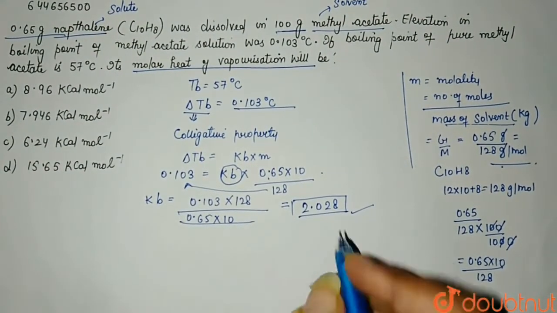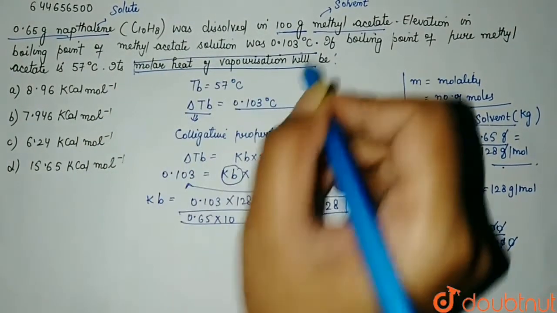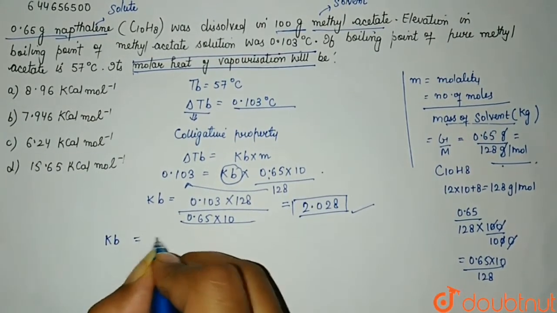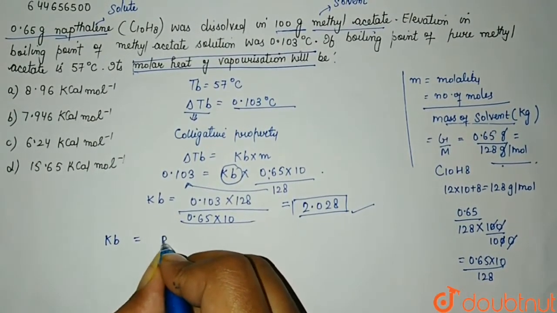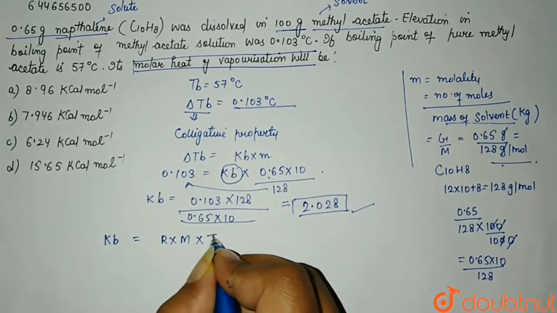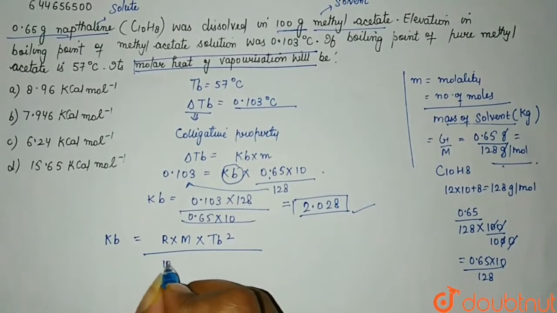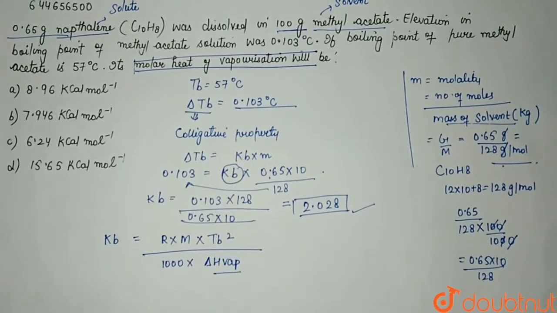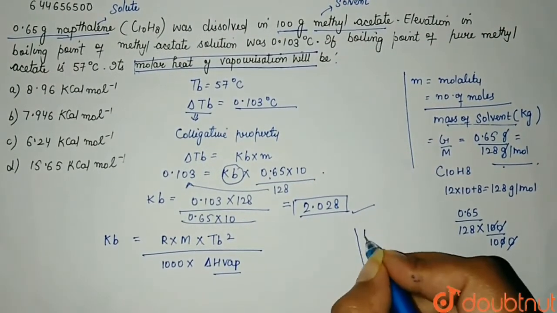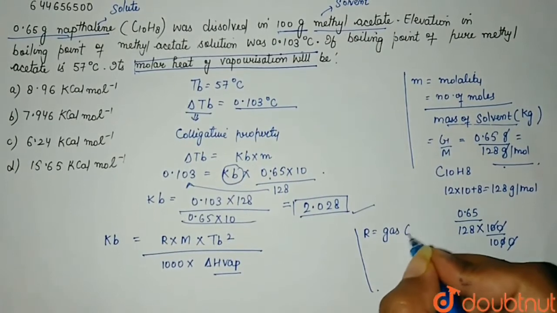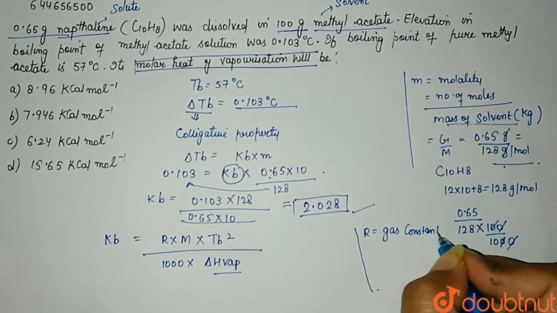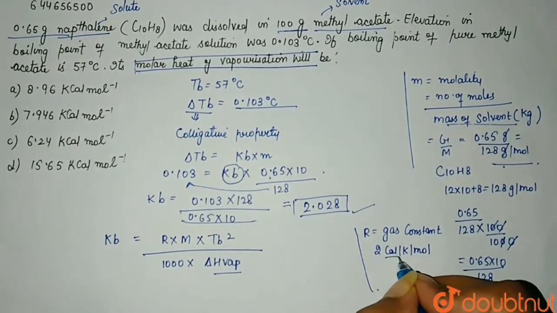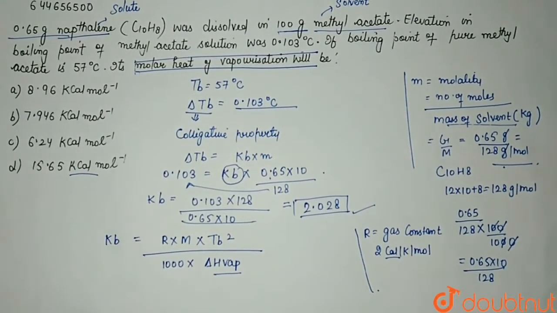This is not what we need to find. The question is that we need to find this molar heat of vaporization. Now your Kb has a formula which is equal to R into M into Tb square, divided by 1000 into delta H of vaporization. This is what we need to find. So let's introduce the term R. This is your gas constant, whose value is 2 calorie per Kelvin per mole. Why am I taking this in calorie? Because the answer is given in kilocalorie.